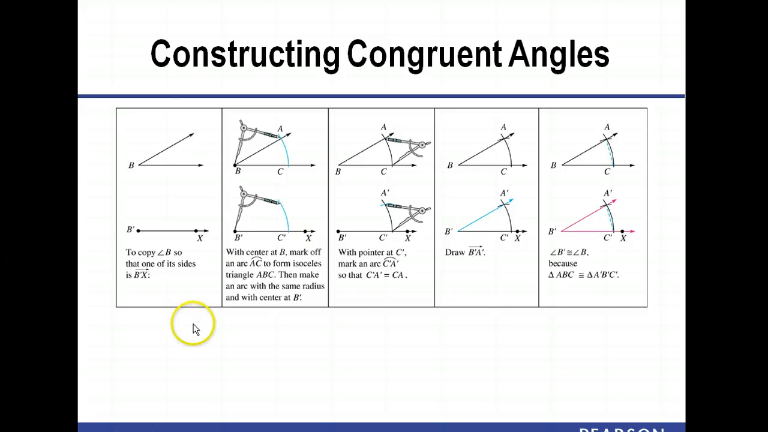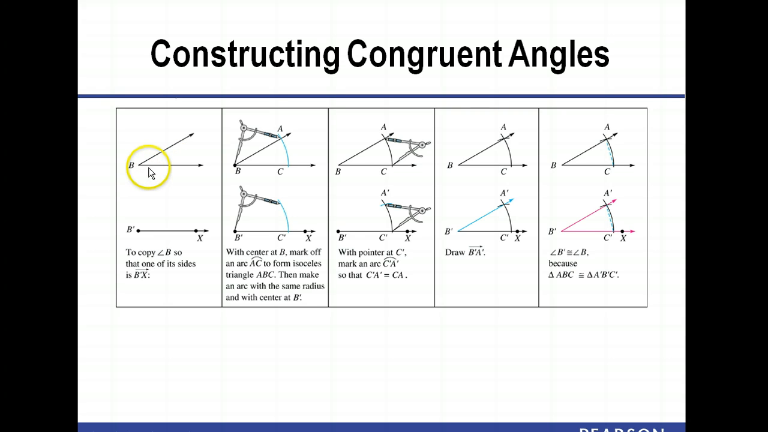Hi Math 213. In this video we're going to be continuing our work in section 12.1 where we're working with congruence and constructions. We're going to begin this video by talking about constructing congruent angles. We'll be doing constructions using a compass and a straight edge, and so what that means is that we're going to be copying an angle if it's given to us already drawn out like this, as it is in this example here.